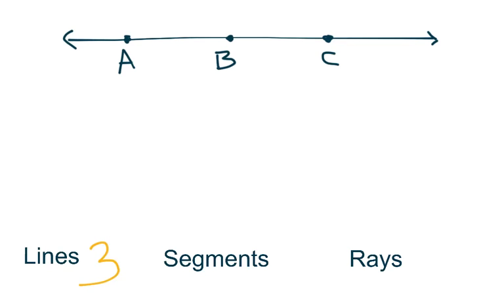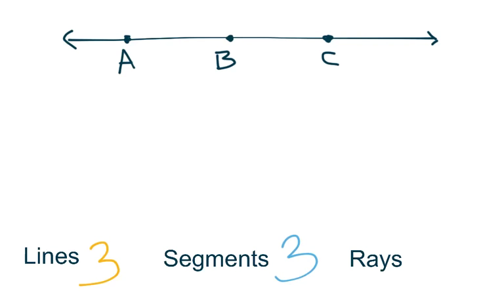How many segments? Well, it's the space between A and B, not passing through it, but that's a segment. Also, the space between B and C would work. And third, we would have the space between A and C. So we also have 3 segments in this diagram.